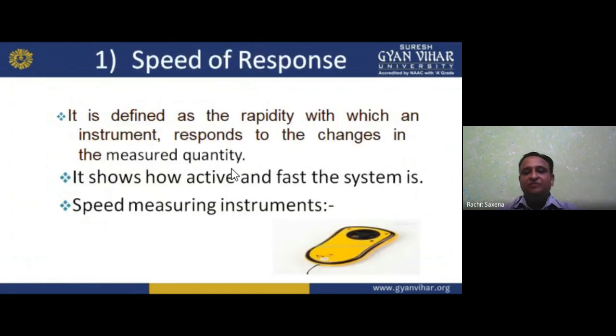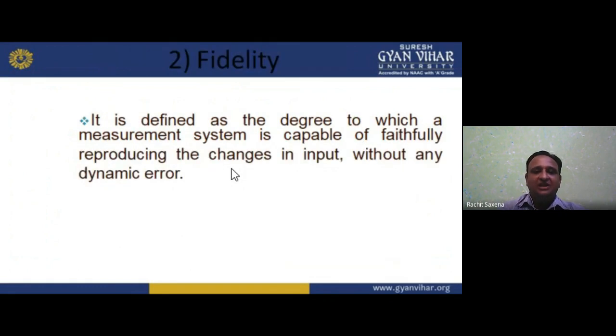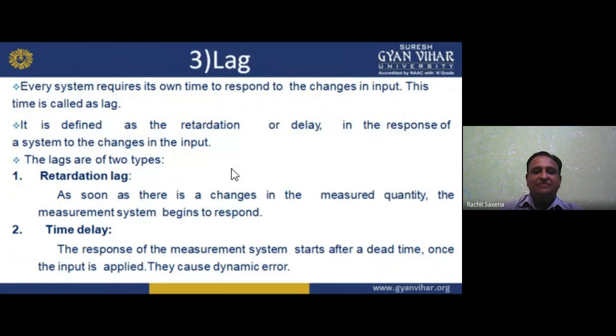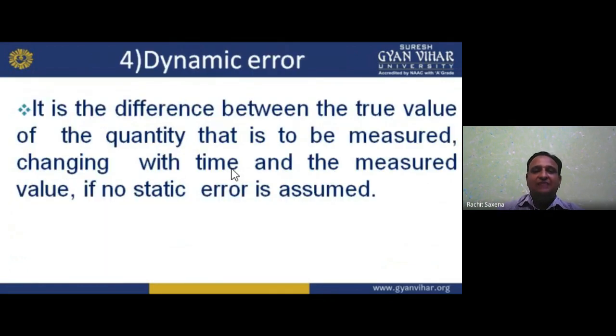Speed of response we can measure with respect to time. It is defined as the rapidity or fastness with which an instrument responds to a change in the measured quantity. It shows how active and fast the system is. Then we have fidelity, lag, and dynamic error.